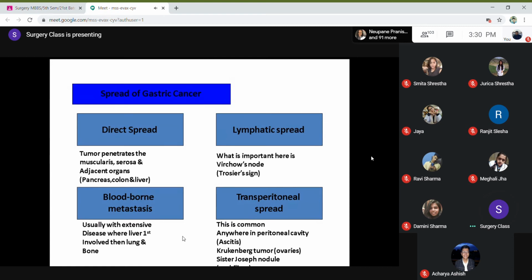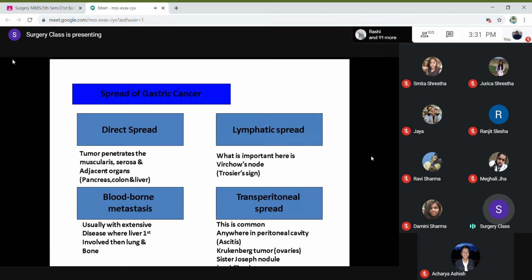So that's about the lymphatic spread. The perigastric nodes will get involved, that is stations 1 to 6. And then from station 7 onwards, it is the second tier of lymph nodes which will get involved.